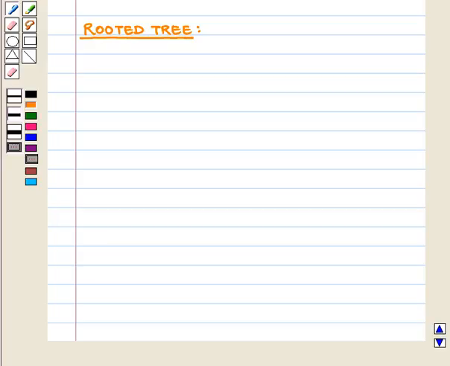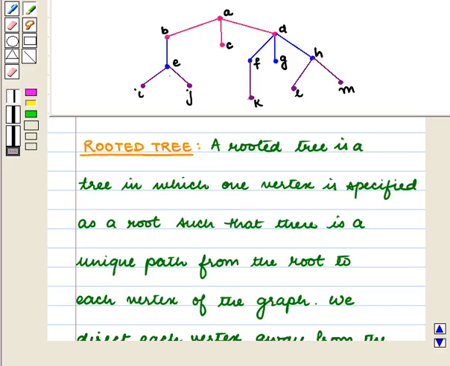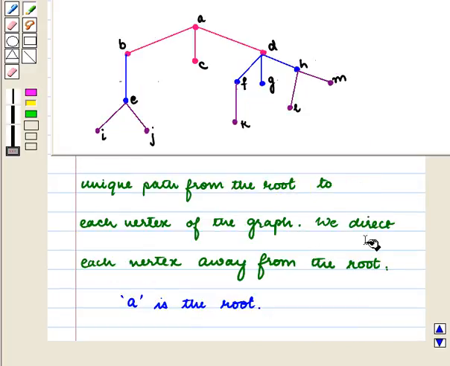Now let us discuss rooted trees. A rooted tree is a tree in which one vertex is specified as a root such that there is a unique path from the root to each vertex of the graph. We direct each edge away from the root. See the following tree. Here, A is the root.